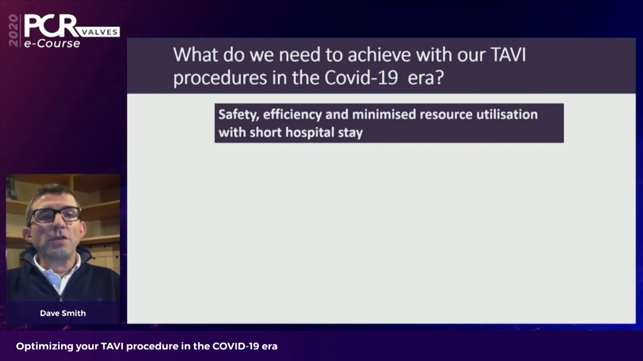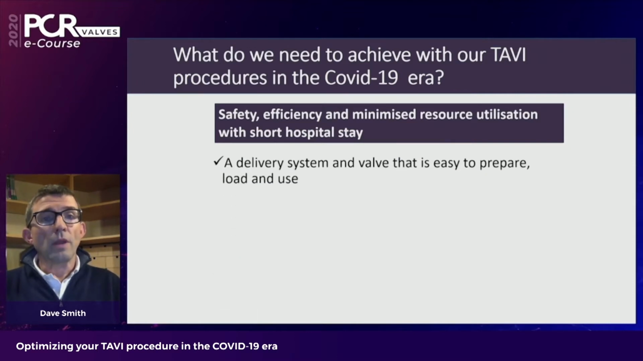So what do we actually need to do to achieve increased procedural efficiency during the COVID-19 era? Well, clearly we want to perform safe, effective and efficient procedures in the current era. We want to, wherever possible, minimize resource utilization, and from the patient's sake, try to minimize their stay in hospital. So I think there are 4 ways that we can actually do this with our delivery systems.